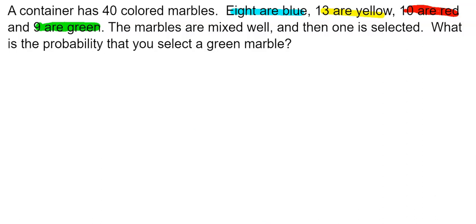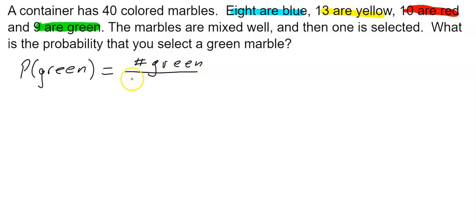So when we write this down, we do a big P. That big P stands for probability, and we're going to say the probability of what? Probability of a green marble. So what we are going to do is put the number of green marbles over the total number of marbles.